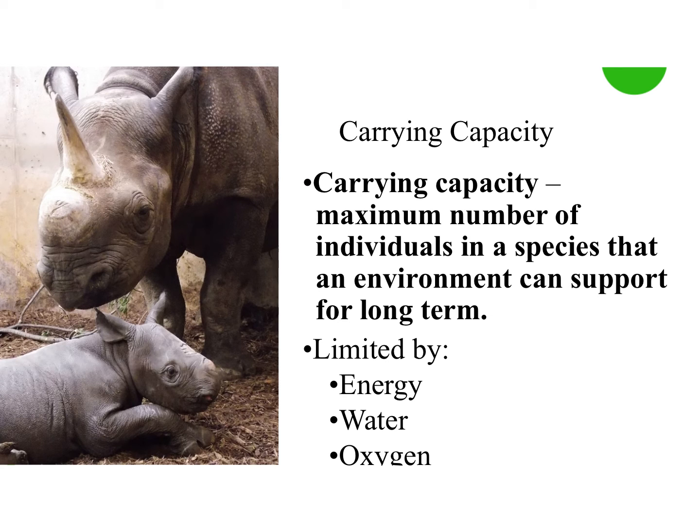The carrying capacity is just the maximum number of individuals in a species that an environment can support long term. This can be limited by energy, by water, by oxygen available, or by food or nutrients.